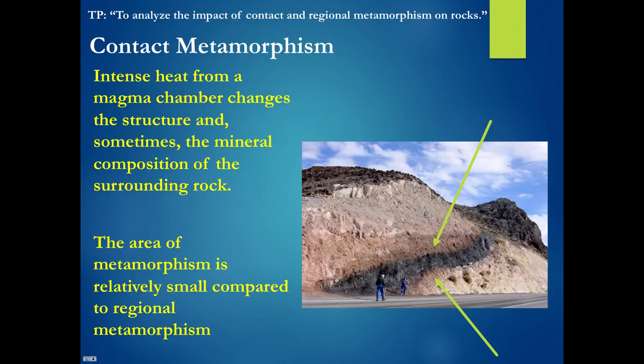So you can see a darker patch here. I'll outline it here. That's a dark patch. And there's another dark patch right down here. So right where those dark patches are, you would have your contact metamorphism. As an example, if this rock was a sandstone, that sandstone could be changed into a metamorphic rock called quartzite.